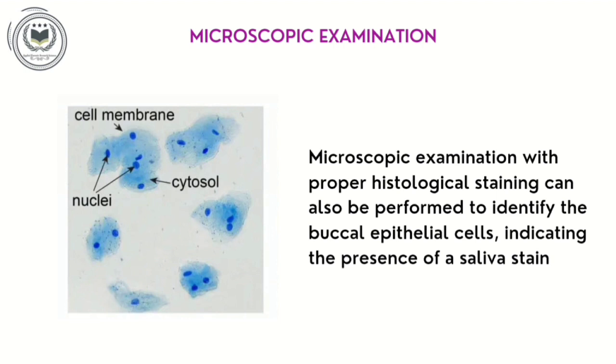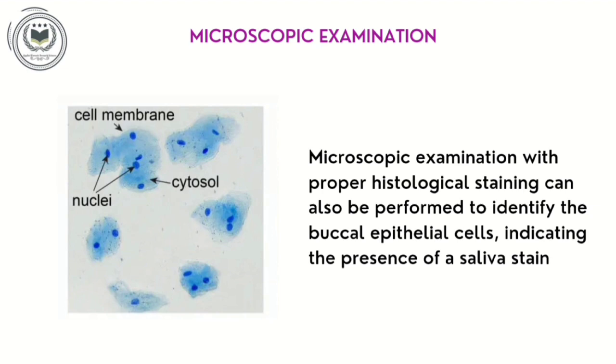Microscopic examination can be done with histological staining, such as Giemsa stain, and this is performed to identify the buccal epithelial cells, which indicate the presence of a saliva stain. Here we can see that there is a cell membrane, a nucleus may be present, and cytoplasm is present.